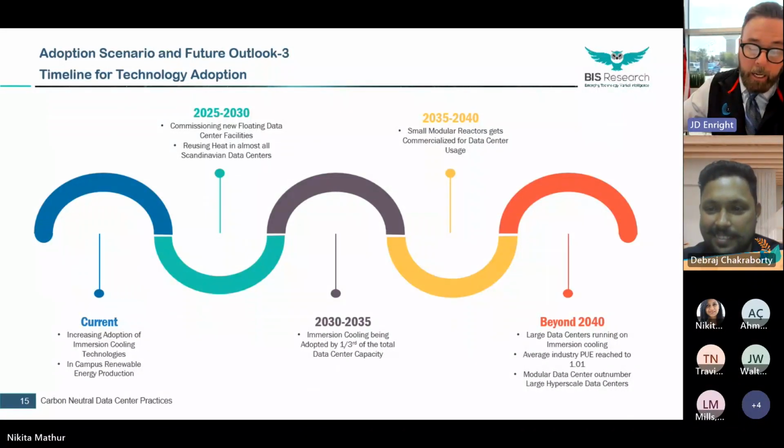So yeah, I like the timeline. I just think what we're going to see is the modular data center side outpace that timeline. Understood. And I can reckon that. Next slide, please.